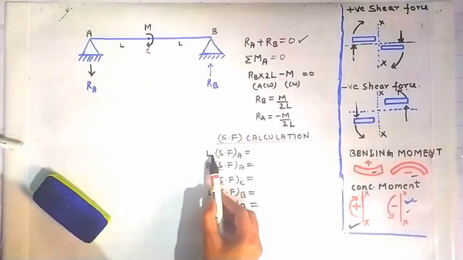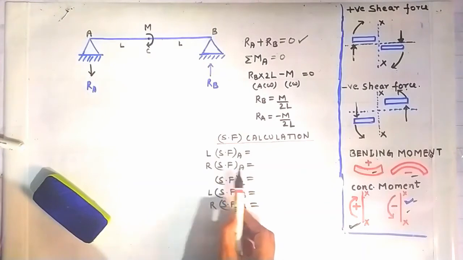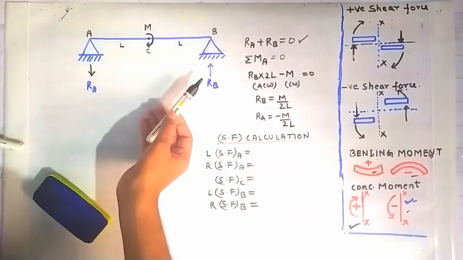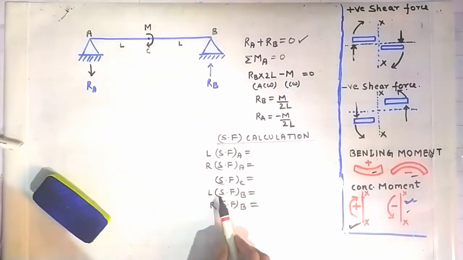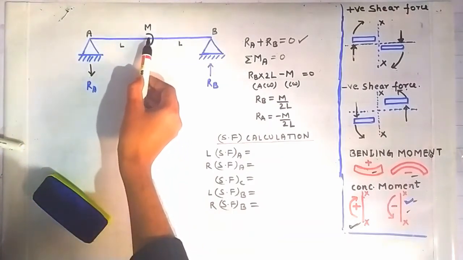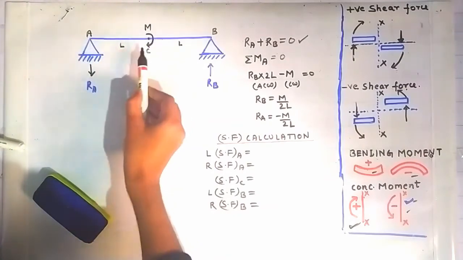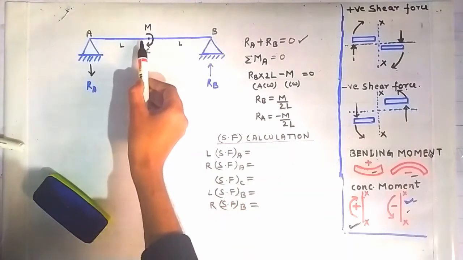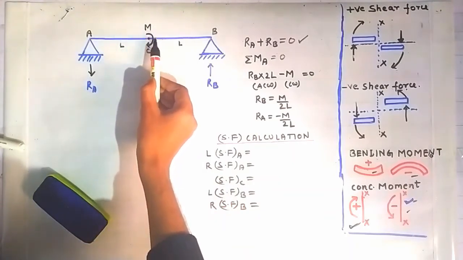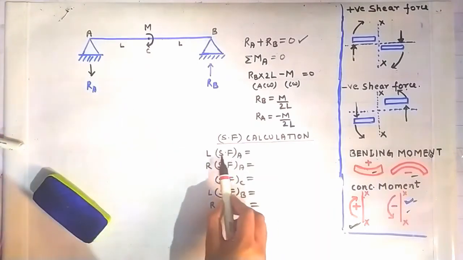That's why we have to find out on the left side of the point A the value of shear force and on the right side of the point A the value of shear force. Similarly is true for the point B, because reaction RB is acting at the point B. That's why we have to find out the shear force on the left side of the point B and on the right side of the point B. But at the point C there is no vertical load or point load acting, only this concentrated moment is acting. That's why we have to find out directly the shear force at the point C, because the value of shear force will not change when going from the left side of the point C to the right side of the point C.